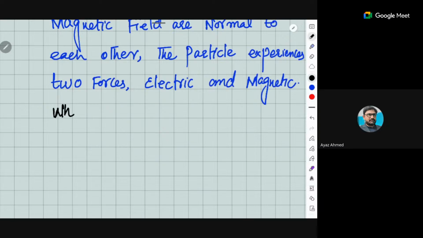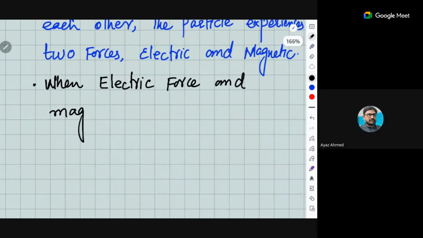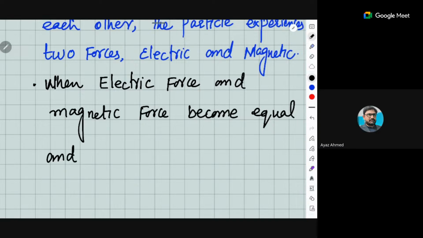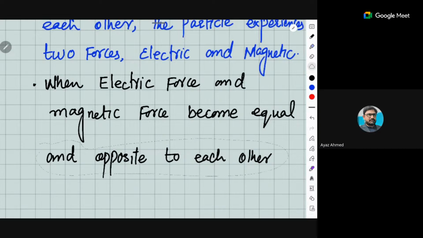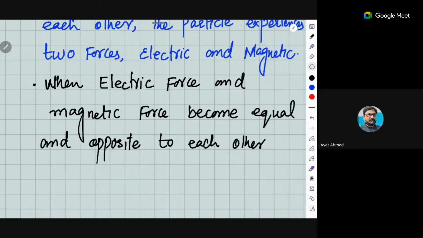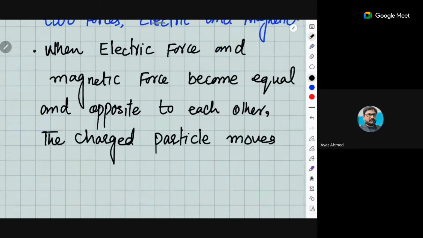When electric force, again very important, I will not write electric field, I will write electric force. When electric force and magnetic force become equal and opposite to each other, we adjust them actually equal and opposite to each other, then what do you expect or what will you observe? The charged particle moves undeviated. Are you getting my point?